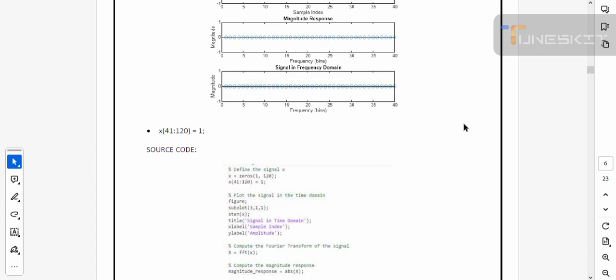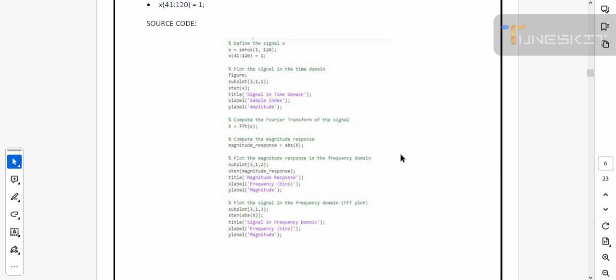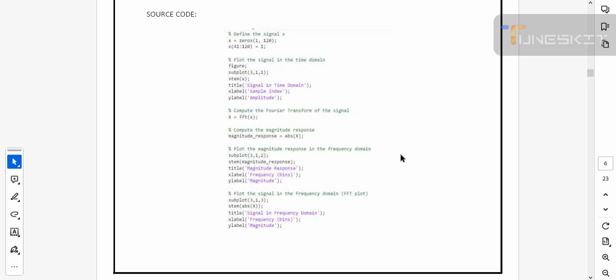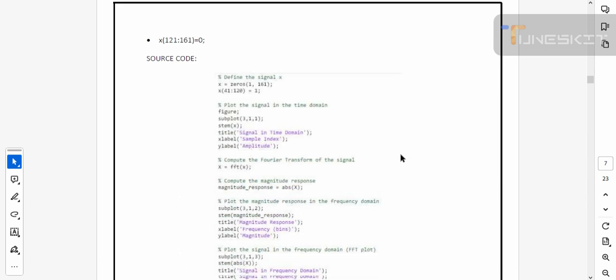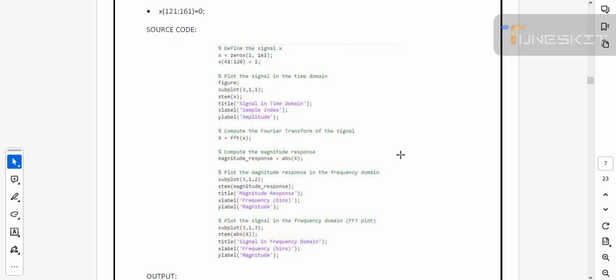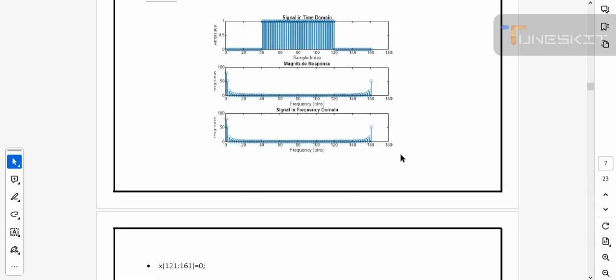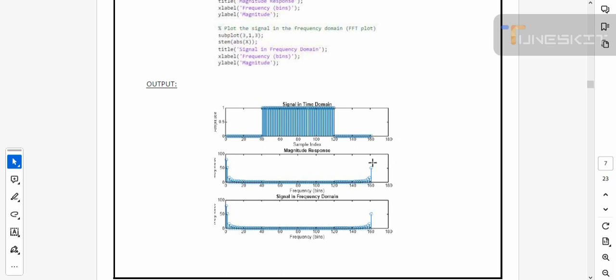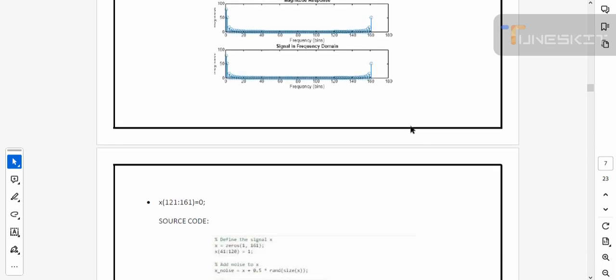The second part of this task is the same as above, but x ranges from 41 to 120. So we repeat the same task as above, just change the value of the signal and simulate this code. The third part is also the same, while the range is different. In this part we change the value of x and then plot. When we simulate this code, we obtain this output.